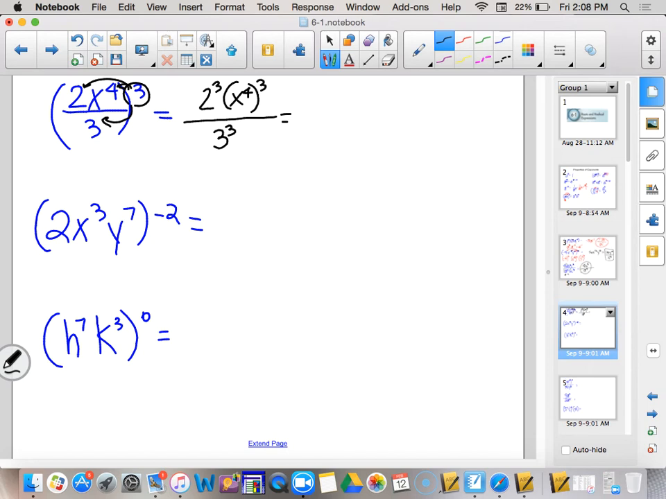So what is 2 to the 3rd? 8. What's x to the 4th to the 3rd? X to the 12th. Remember, I have to multiply them if I'm raising a power to a power. And then over 3 to the 3rd would be 27. Now, I'm going to stop right there and look at it to see if there's anything that I can reduce. Can I reduce 8 over 27 in any way? No. So my answer would be 8x to the 12th over 27. Just make sure you always look to see if you can reduce it, though, okay?